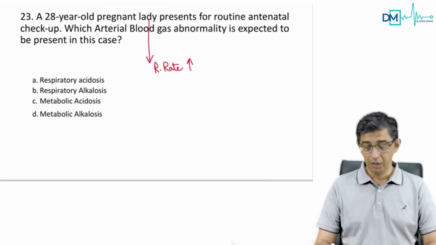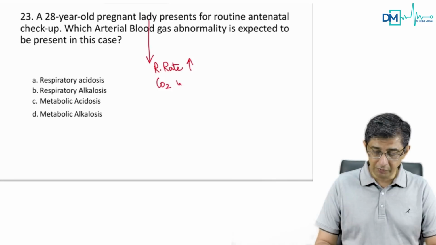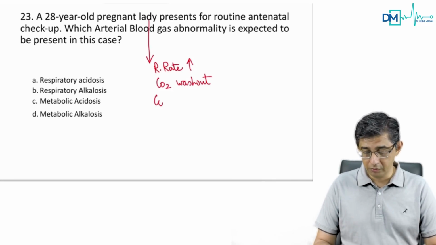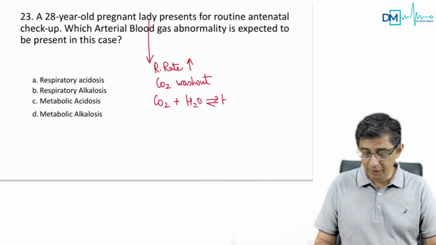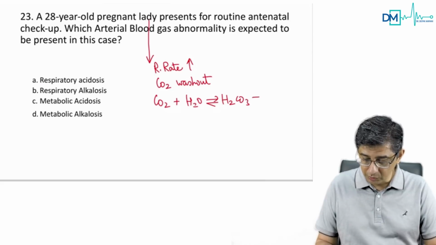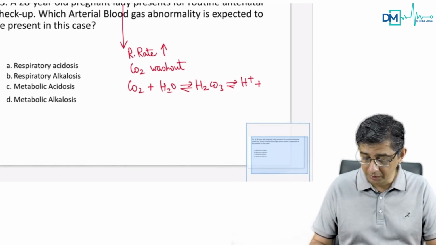Respiratory rate would be higher. If there is a respiratory rate higher, what will it cause? Carbon dioxide washout. And if there is a carbon dioxide washout, what will happen? Less production of protons. You know this reaction right from your biology days. Not even I'm talking about medical school days. You know this reaction. No? Carbon dioxide, water, carbonic acid, protons, and bicarbonate.